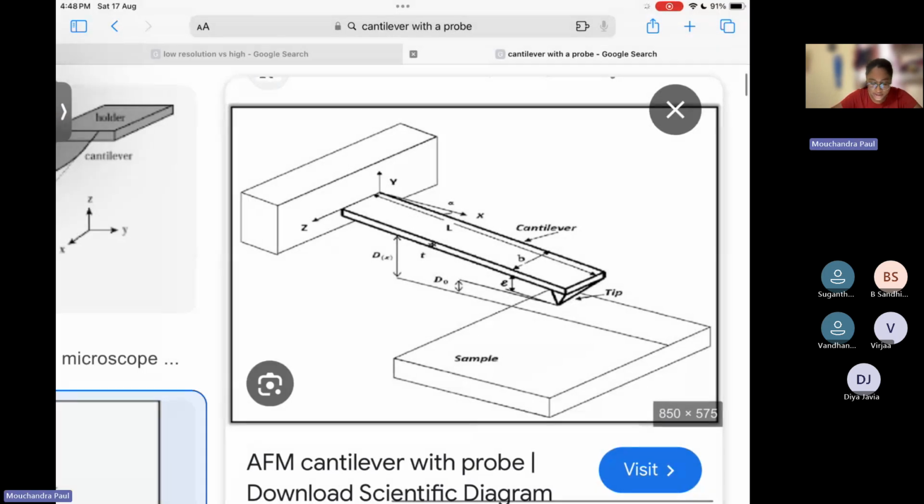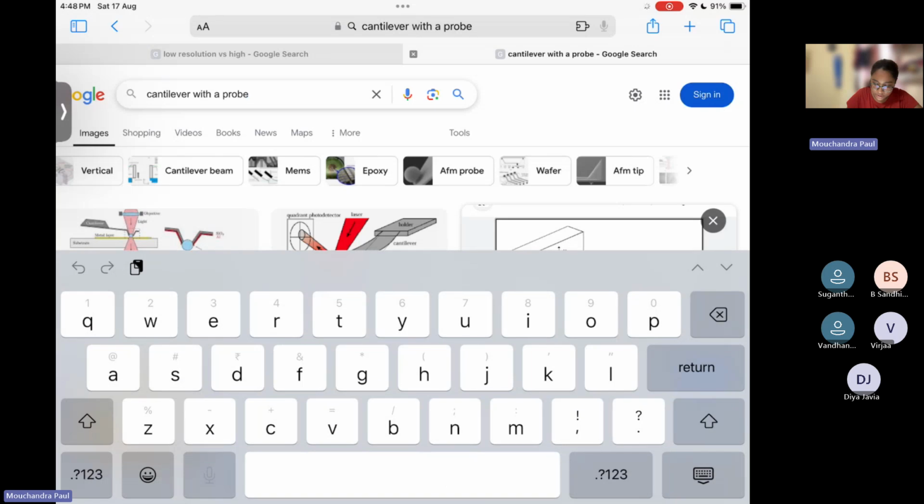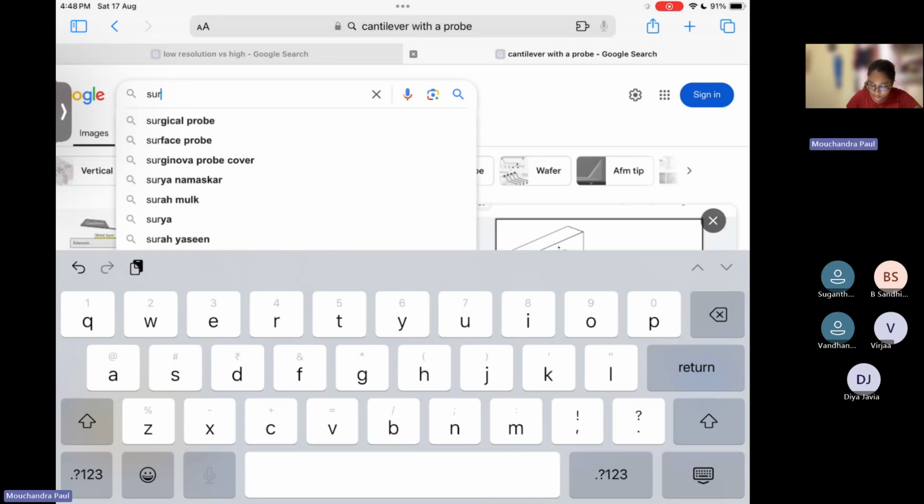So if any one of you has seen the lecture, can you answer which of the techniques work with the cantilever and a probe?